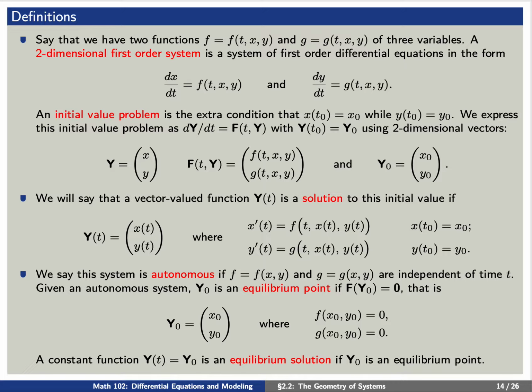That is, capital Y sub 0 equals (x naught, y naught), where f evaluated at (x naught, y naught) equals 0, and lowercase g evaluated at (x naught, y naught) equals 0. A constant function, capital Y evaluated at t equals capital Y sub 0, is an equilibrium solution if capital Y sub 0 is an equilibrium point.